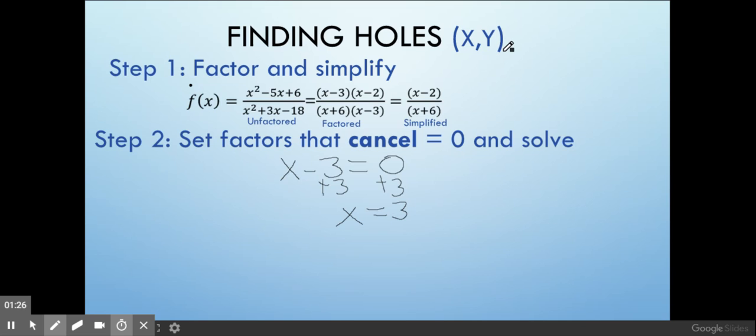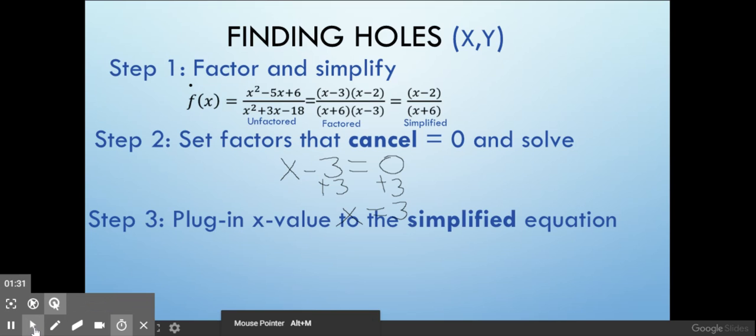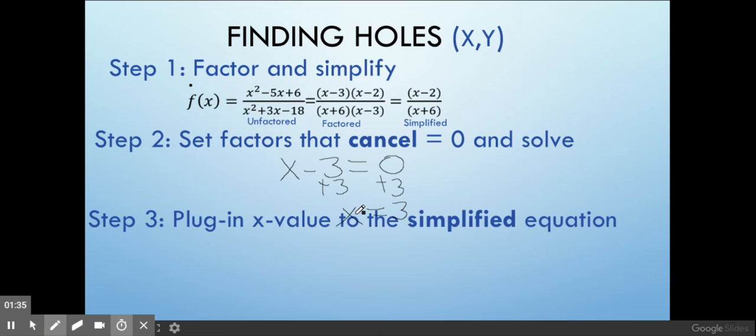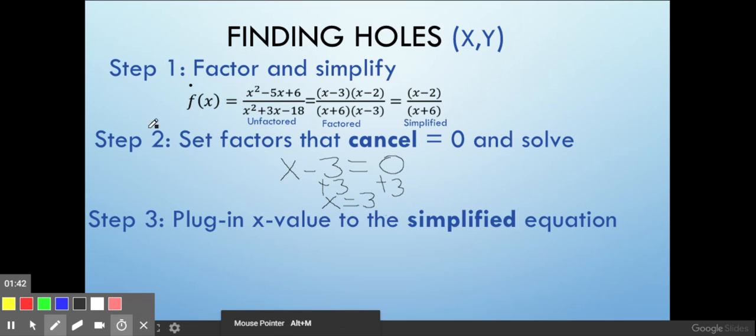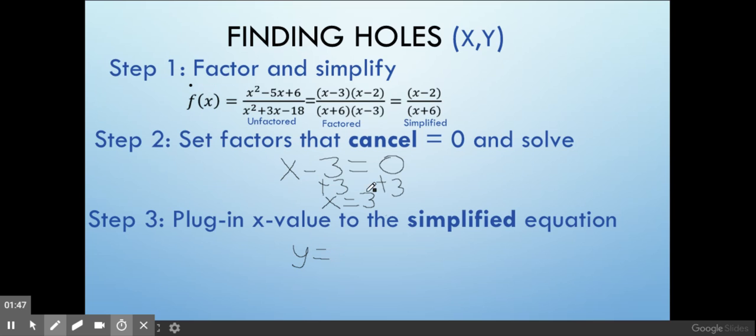But like I said, a hole is a point, so we not only need an x, but we also need a y. That is our third step. We want to plug this x value, x equals 3, into the simplified equation to solve for our y value. So I can write y equals, using this x value of 3, plugging it into the simplified equation, 3 minus 2 over 3 plus 6. You plug it in anywhere you see an x.